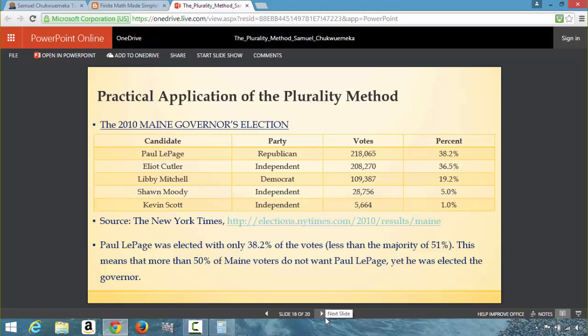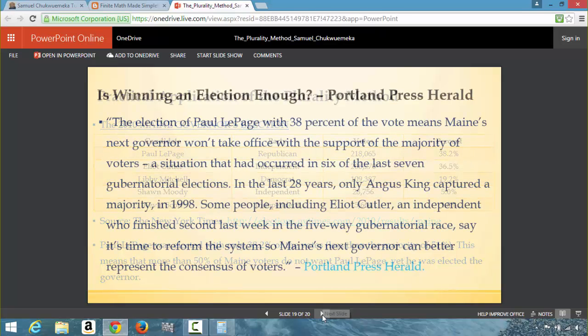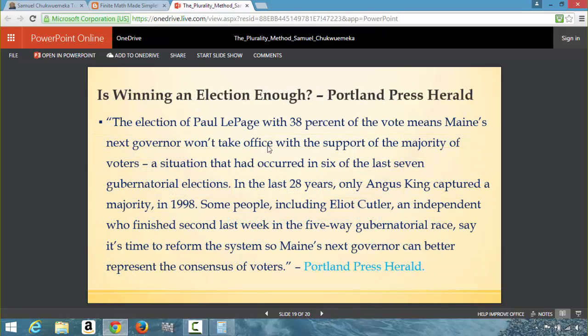The next slide is part of the article from the Portland Press Herald. That is part of what they wrote: that the election of Paul LePage with 38% of the vote means that Maine's next governor won't take office with the support of the majority of voters. This is in the Portland Press Herald.